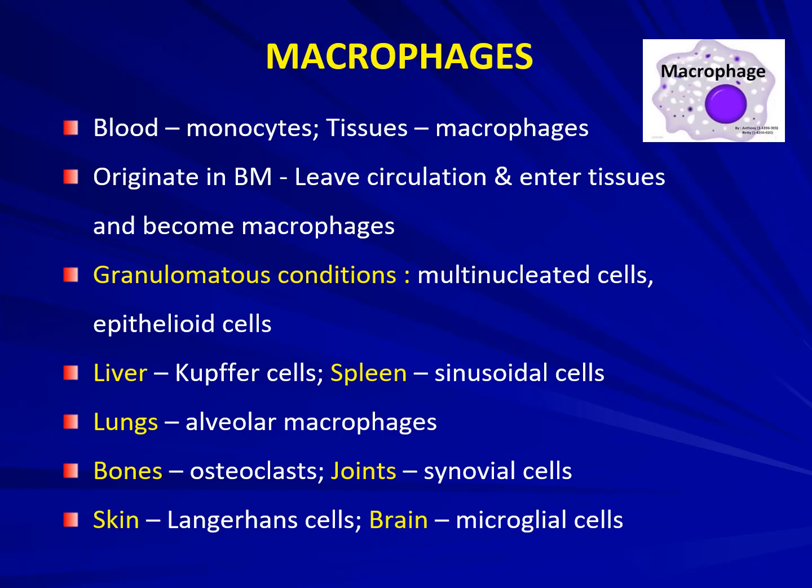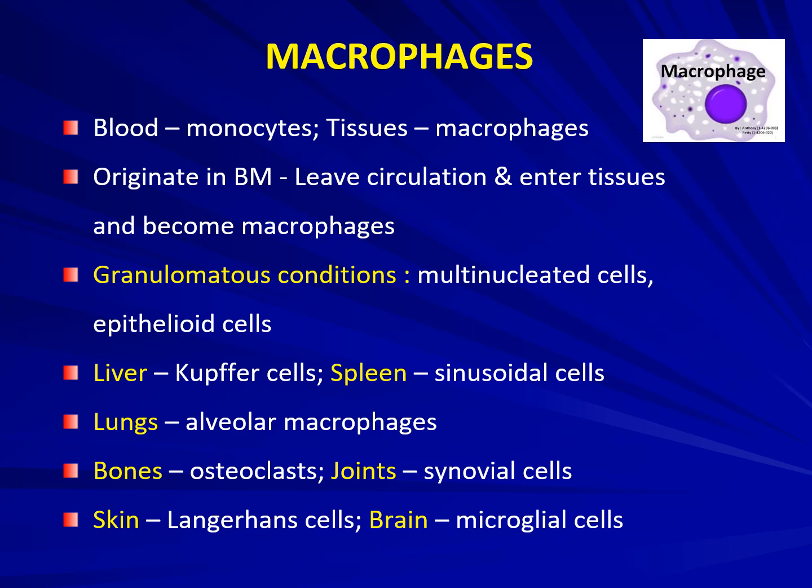Moving on to macrophages. In the blood, they are called monocytes. Once they come into the tissues, they are called macrophages. They originate in the bone marrow, leave the circulation and enter the tissues and become macrophages. In granulomatous conditions, they present as multinucleated cells and epithelioid cells. In the different organs they have different names.